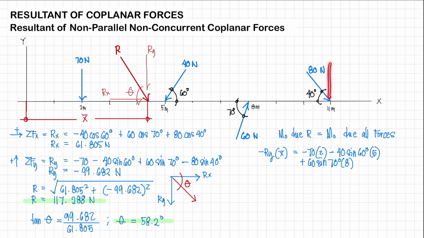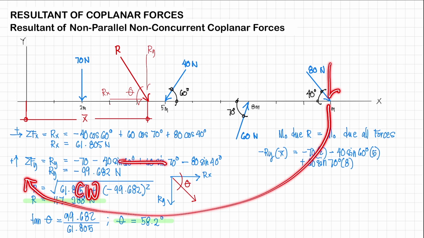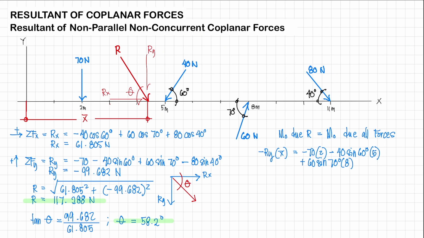Then next, we have the vertical component of your 80 newtons rotating again in a clockwise manner. So that's going to be negative. So we have negative 80 sine 40 degrees. And then this is acting at 11 meters away from your origin. So this is going to be times 11. All right. So we know our Ry, which is equal to negative 99.682.